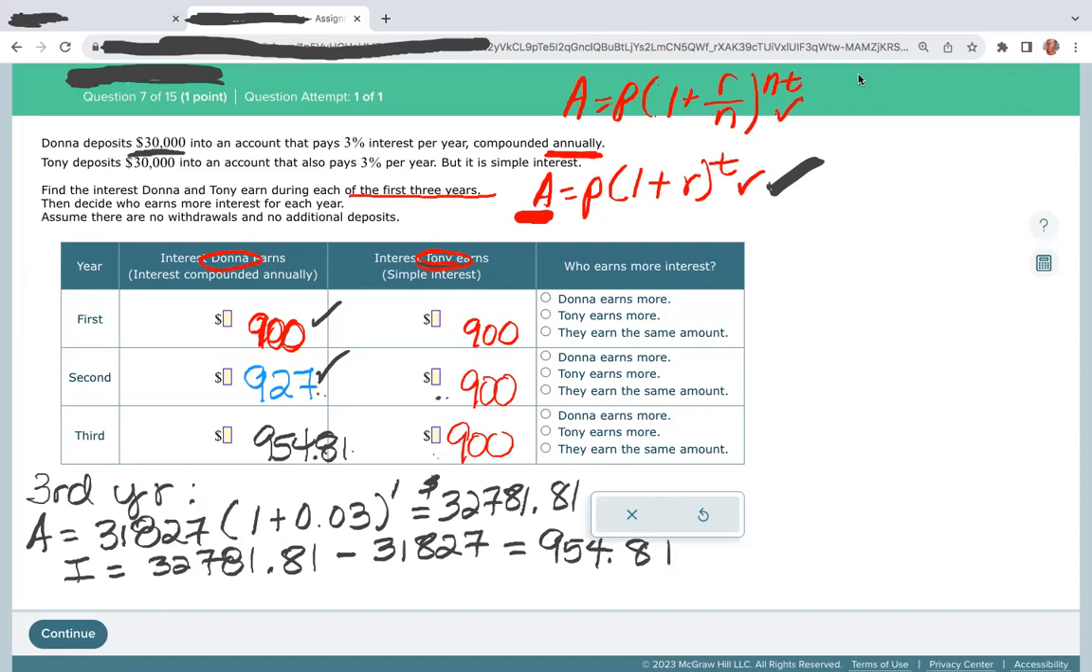Let me write over this again because this is looking a little messy over here. I don't know why, but it is looking a little messy, all right? So, guys, now that we have the interest for each of the 3 years, we can then go ahead and make the comparison. Of course, on the first year, they're the same amount. The second year, who earns more money? That's obvious. 927, that's Donna. Who earns more during the third year? That's also obvious. That's going to be Donna as well.